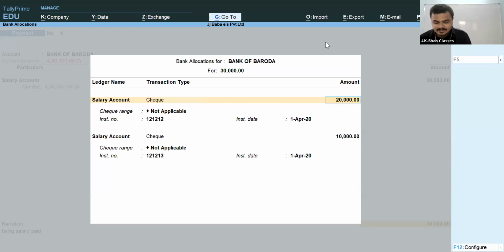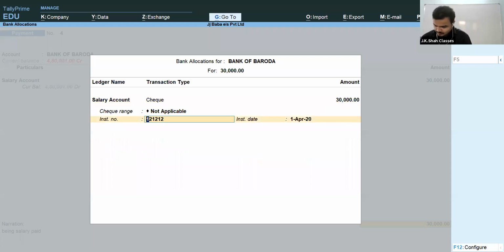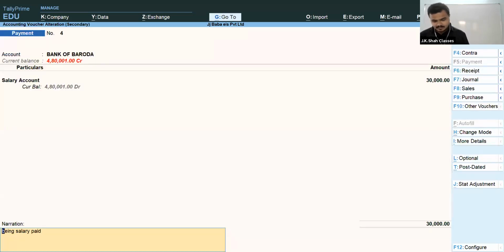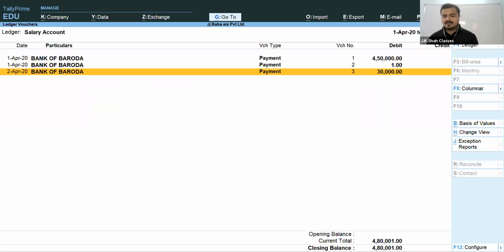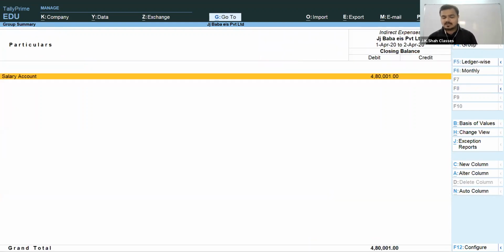It is asking me whether the check number is the same. I said yes, the check number is the same. I made the 30,000 payment through check number 121314. Instrument date is 1st April? I said no, the instrument date is 2nd April 2020. Accepted. Now you can see the direct effect here with the 30,000 salary. Automatically all the database got updated.